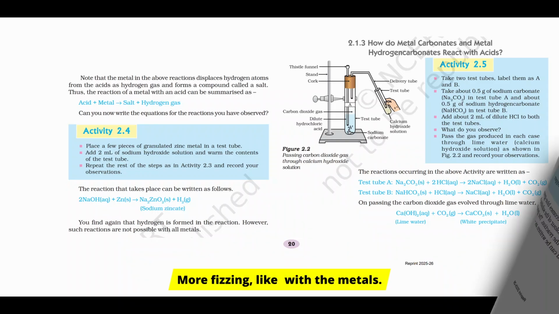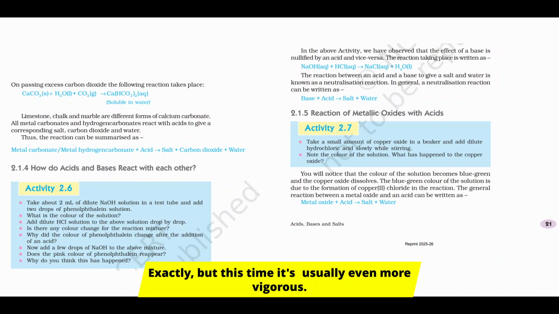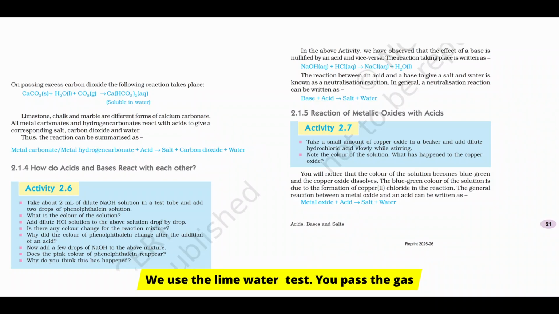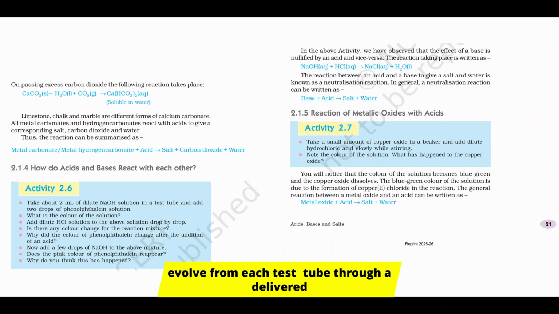What's the immediate observation in both? More fizzing, like with the metals. Exactly, but this time it's usually even more vigorous. We call it effervescence. Rapid bubbling, fizzing, indicating a gas is being produced very quickly. Now, the crucial test. How do we identify this gas? We use the lime water test. You pass the gas evolved from each test tube through a delivery tube into another test tube containing lime water.